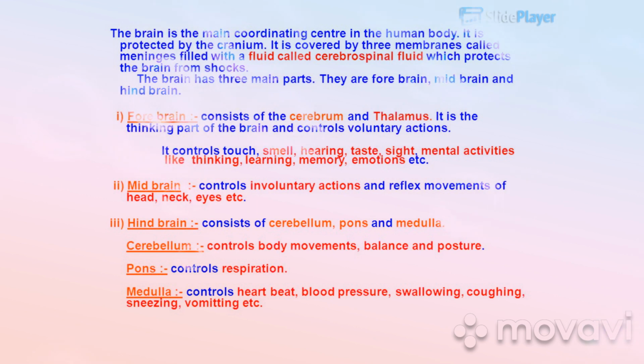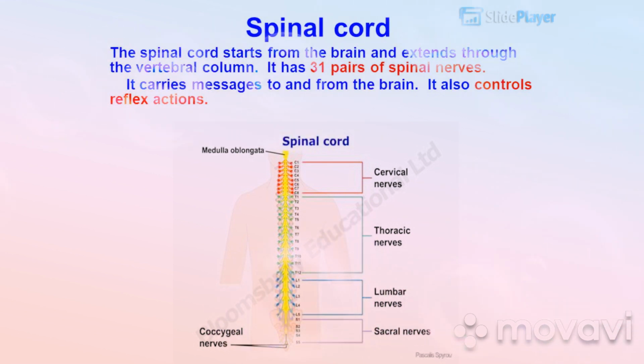3. Hindbrain consists of the cerebellum, pons and medulla. Cerebellum controls body movements, balance and posture. Pons controls respiration. Medulla controls heartbeat, blood pressure, swallowing, coughing, sneezing, vomiting etc. Spinal cord: the spinal cord starts from the brain and extends through the vertebral column. It has 31 pairs of spinal nerves. It carries messages to and from the brain. It also controls reflex actions.